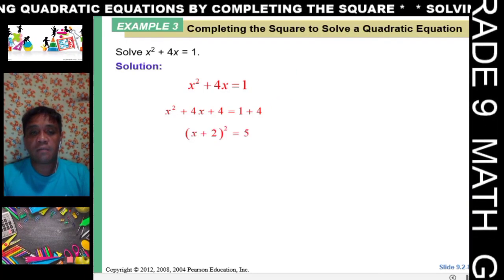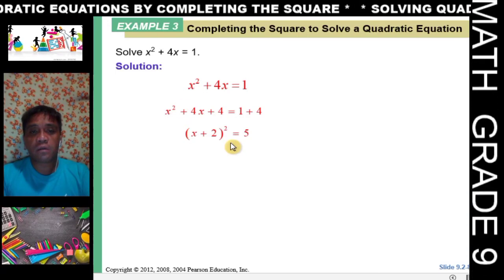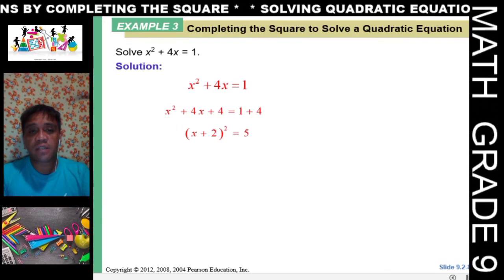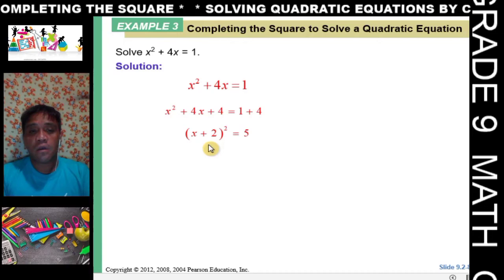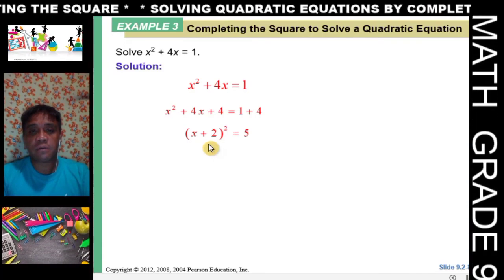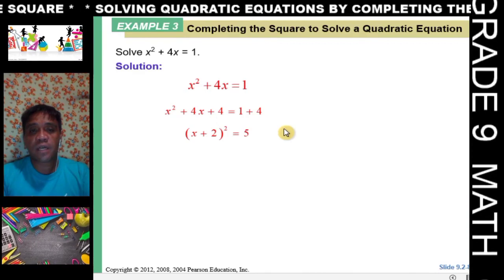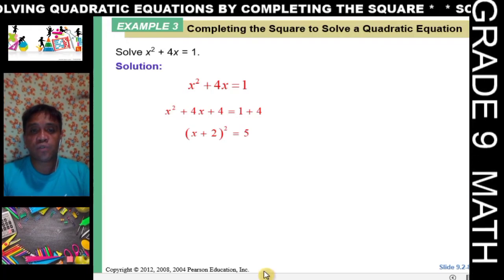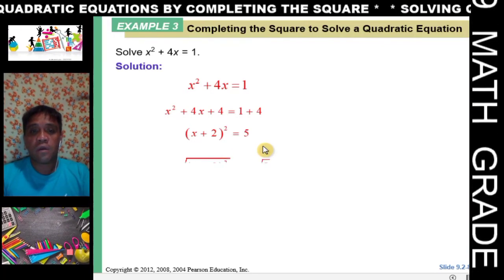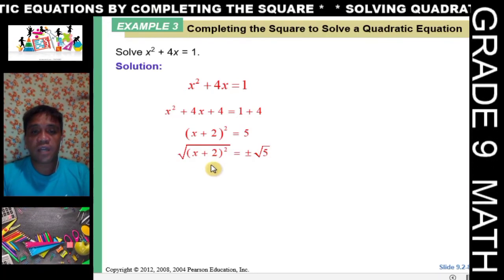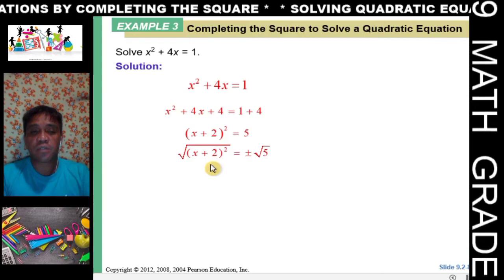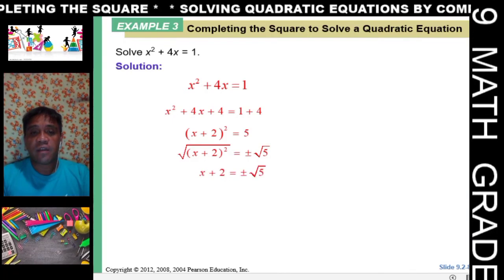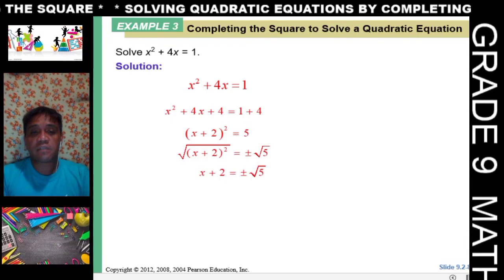From this we have quantity x plus 2 quantity squared is equal to 5, because x squared plus 4x plus 4 is a perfect square trinomial, so it is the square of x plus 2. Then the sum of 1 plus 4 is 5. Then for us to be able to get the value of x, we have to extract the square root of both sides. So the square root of quantity x plus 2 quantity squared is equal to plus minus square root of 5. Then after that we have x plus 2.